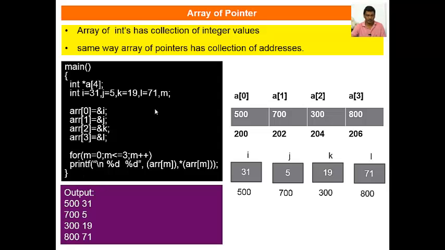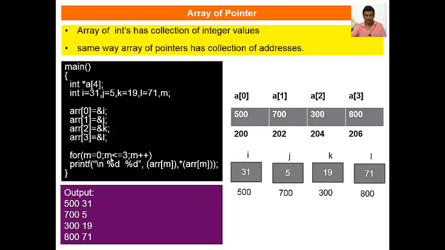In the for loop, we initialize the variable m to 0, then compare with the condition, and the condition is true: 0 is less than or equal to 3. So we display ar of m. What is the value of m? m is 0. What is ar of 0? 500. Star of ar of m is the value at 500. Value at 500 is 31. It displays 31.